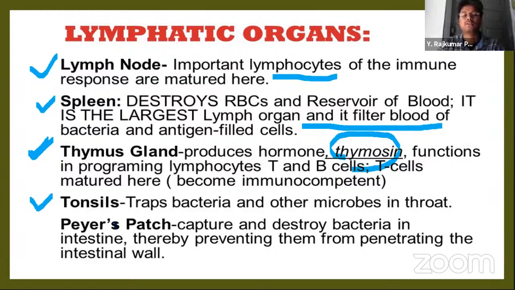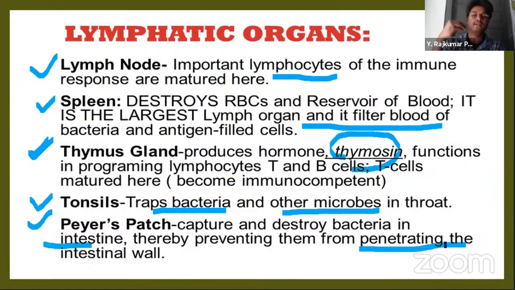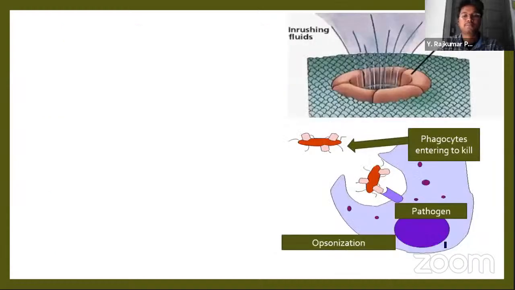Next, tonsils. Tonsils trap the bacteria and other microbes in the throat. Tonsils are located in the throat region. Peyer's patches capture and destroy bacteria in the intestine, thereby preventing them from penetrating into the intestinal wall. Just now I told you Peyer's patches are located in the intestine region. The small intestine is the region where the absorption of the nutrients takes place. So these nutrients get absorbed, they go into the blood at that region. Along with the food that we take, there may be many microorganisms that should not enter our blood. So here, Peyer's patches help to capture the bacteria and destroy them right there. That's the function of Peyer's patches.